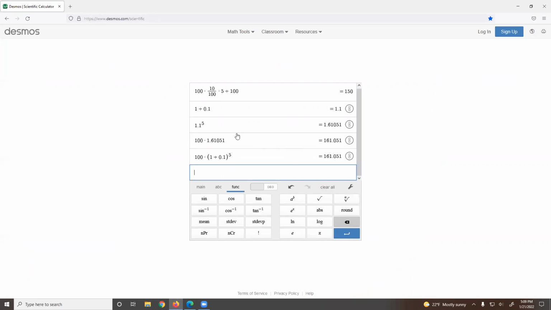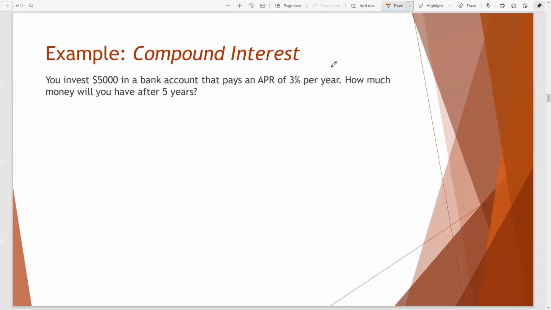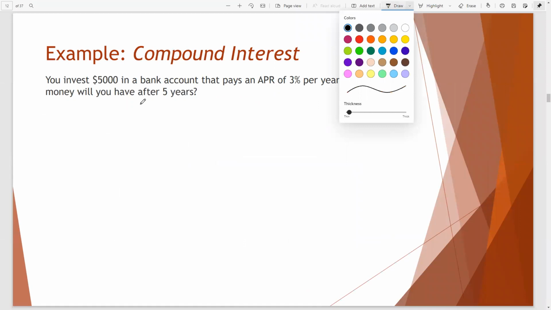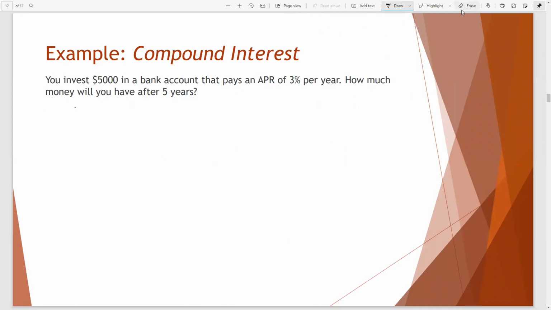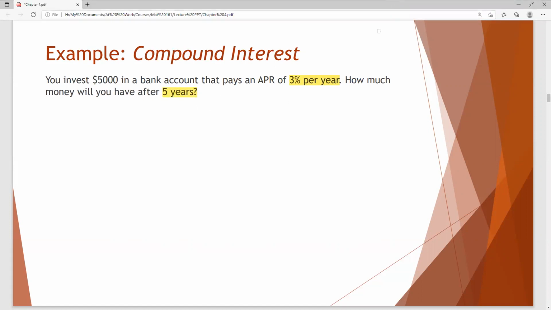But things could be more tricky. If you wish to do it step by step, that's also great. Let's see the next question. You invest $5,000 in a bank account that pays an APR of 3% every year. How much money will you have after 5 years? That's the balance.